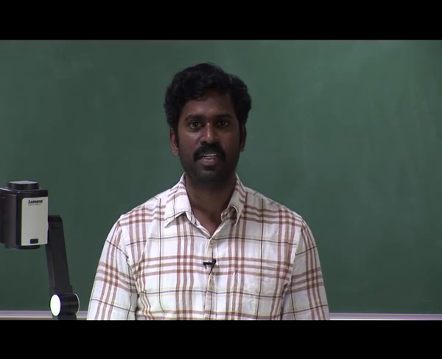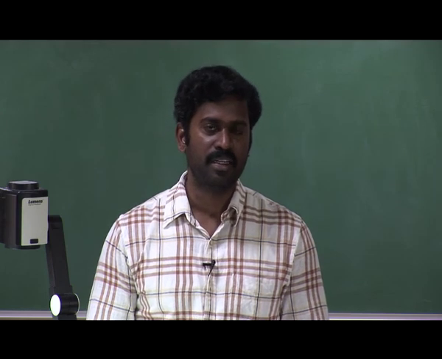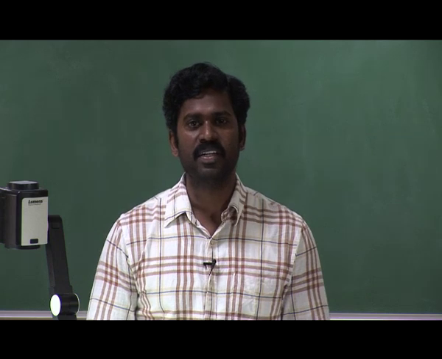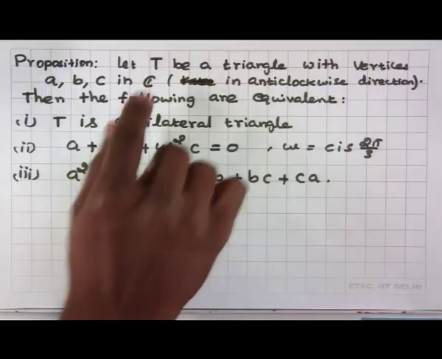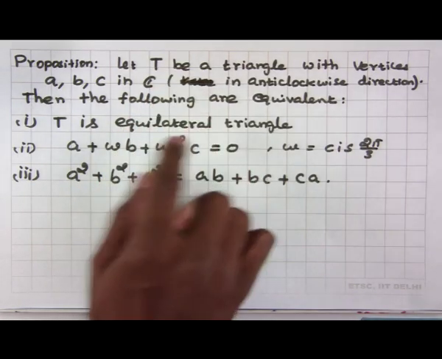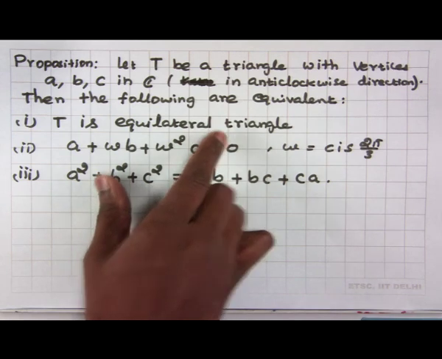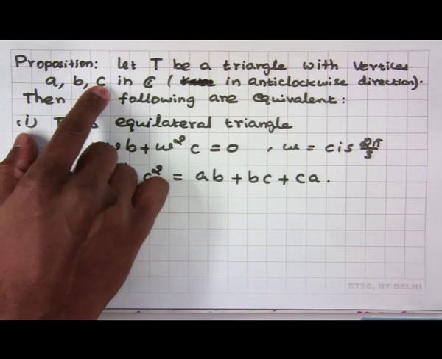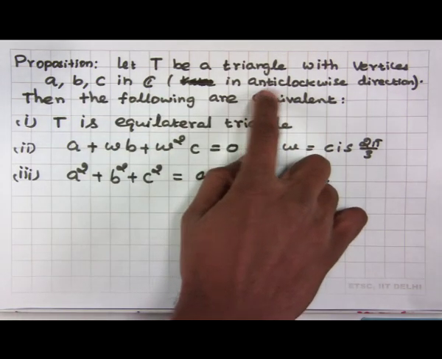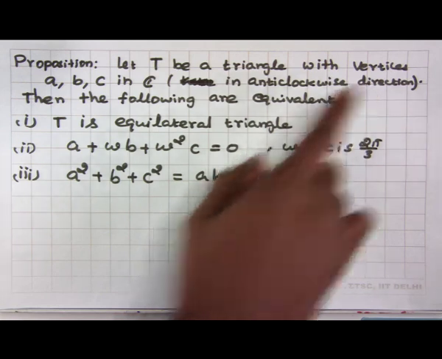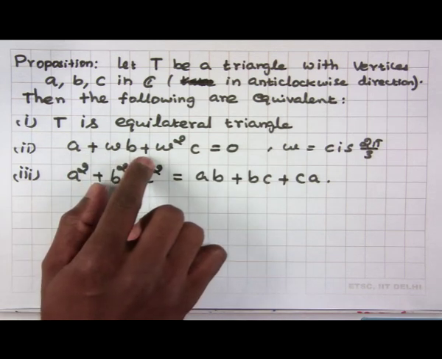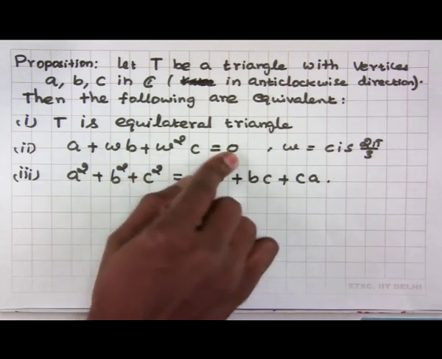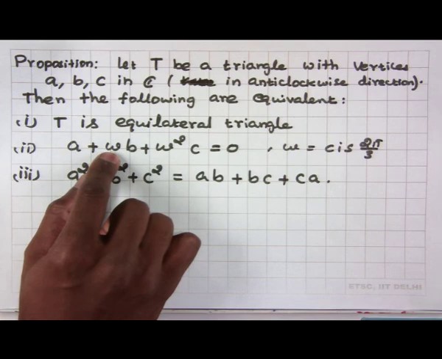In the last lecture, we discussed problems on nth root of unity, in particular cube roots of unity. Let me recall the last result we discussed in the class. That is, if T is an equilateral triangle with vertices A, B, C, which is oriented in the anti-clockwise direction, then it satisfies the following equation, that is A plus omega B plus omega square C equal to 0, where omega is the cube root of unity.